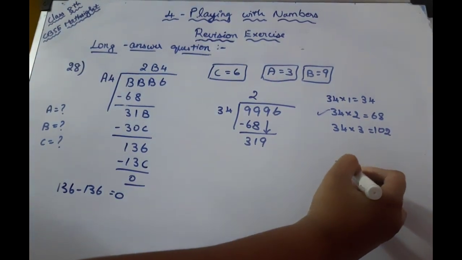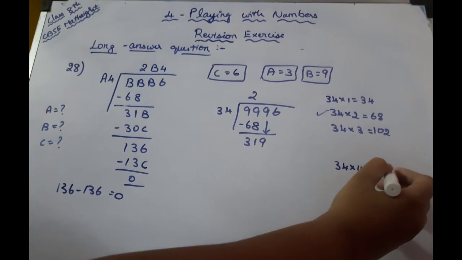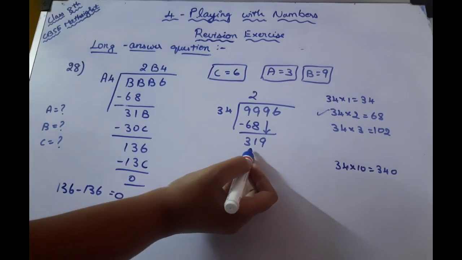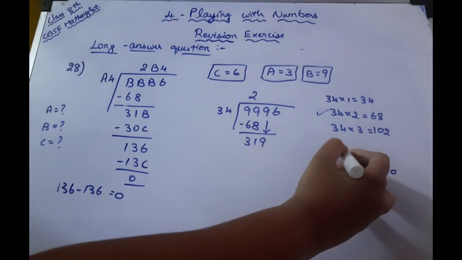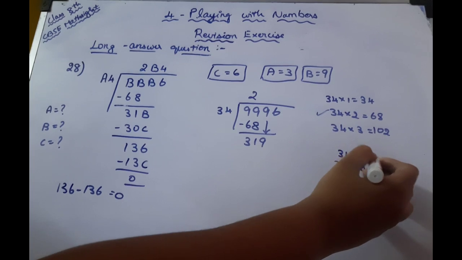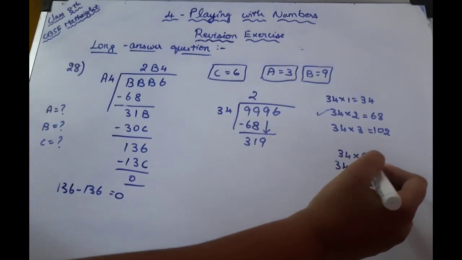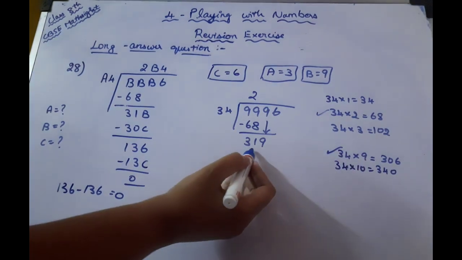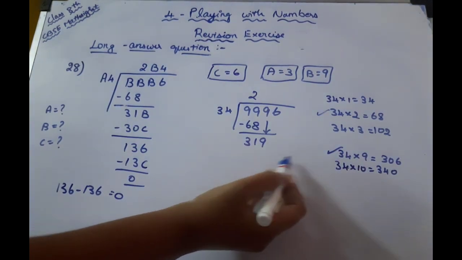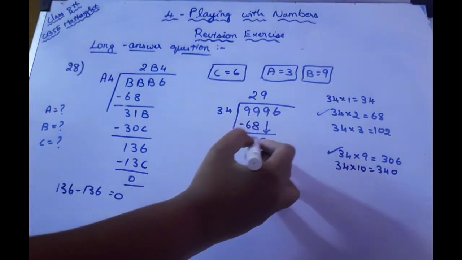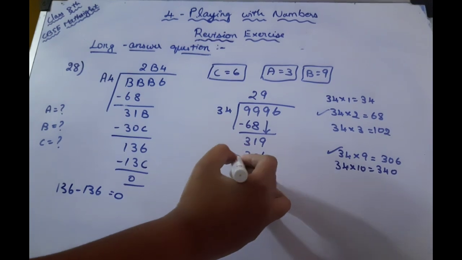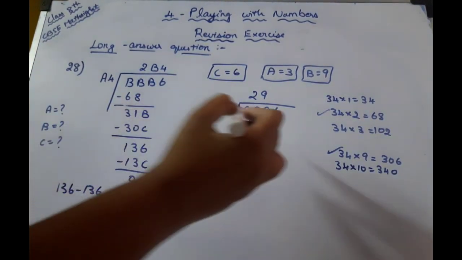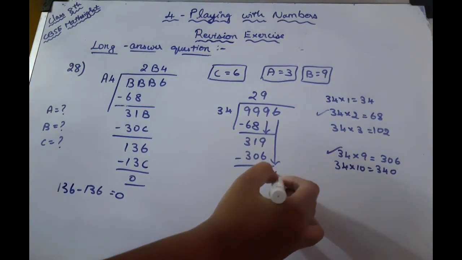We know 34 into 10 is 340. So this is just smaller than 340. So we can take 34 into 9, because 10 is 340. So 34 into 9 we will be getting the value as 306. So again when we subtract we get the remainder as 13. So next we can take 6, 136.